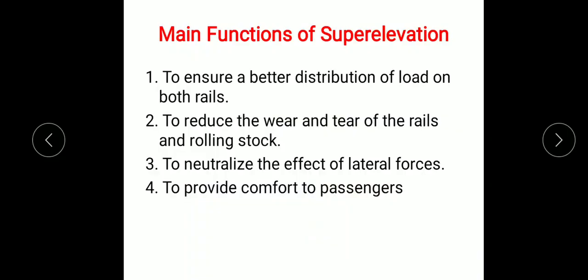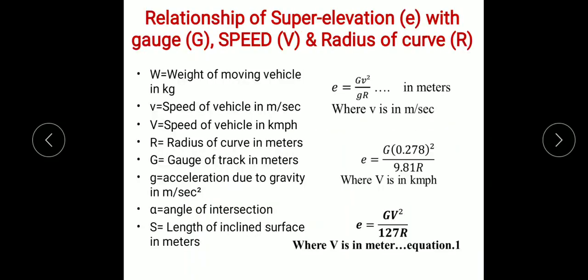The main functions of this super elevation or cant is to ensure a better distribution of load on both rails. So for an even distribution of load, it is necessary to provide a super elevation on curves. It also reduces the wear and tear of the rails and rolling stock. It also neutralizes the effect of lateral force which acts on a rail section, and it provides comfort to the passengers. The next point shows the relationship between super elevation E with gauge G, speed V, and radius of curvature R.